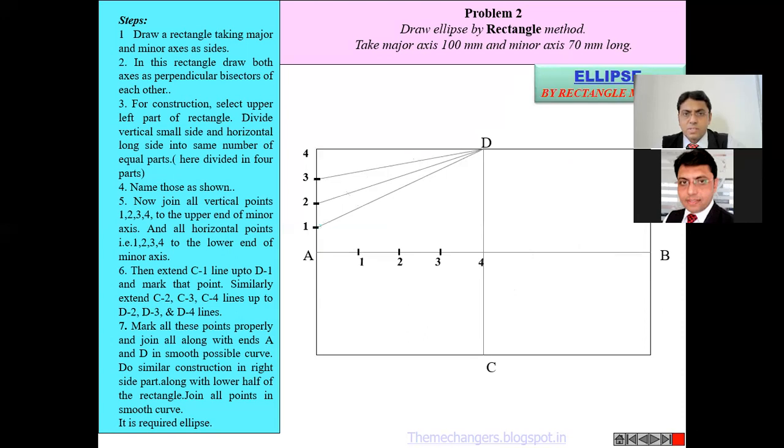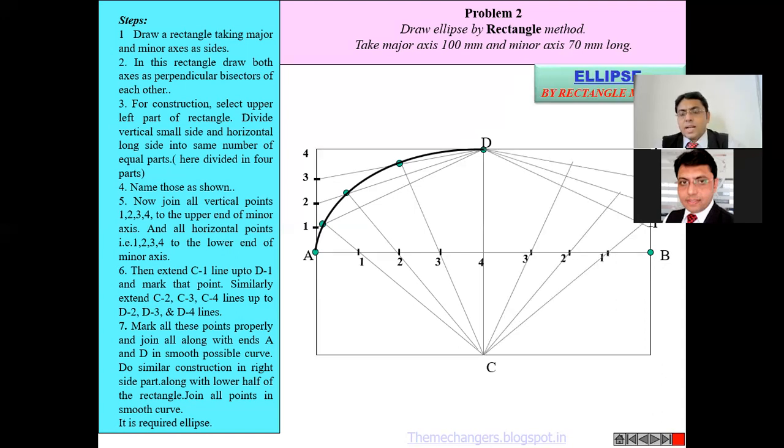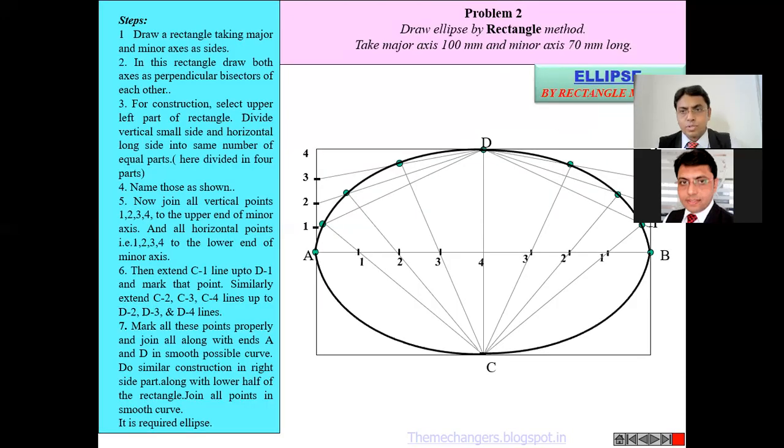I'm repeating once. 1, 2, 3 join with D, then horizontal line 1, 2, 3 join with C, intersect at extension from point D, D1, D2, D3, and identify this particular intersection point. Follow this curve, and the same replica is going to be followed for the second half. Then follow the same curve, and it is going to pass through all the 4 sections of the rectangle. So this is the required ellipse by the rectangle method.